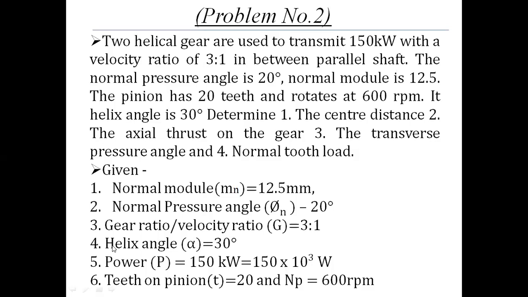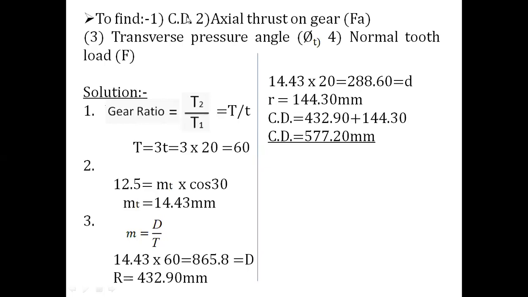Now next data given is the helix angle. Helix angle for helical teeth is given 30°, which is nothing but alpha. Power is given P 150 kilowatt. After conversion, kilowatt into watt, it is 150 into 10 raised to 3 watt. Teeth on pinion, small t, is given 20 and N is given 600 rpm, and we have to find 4 values.